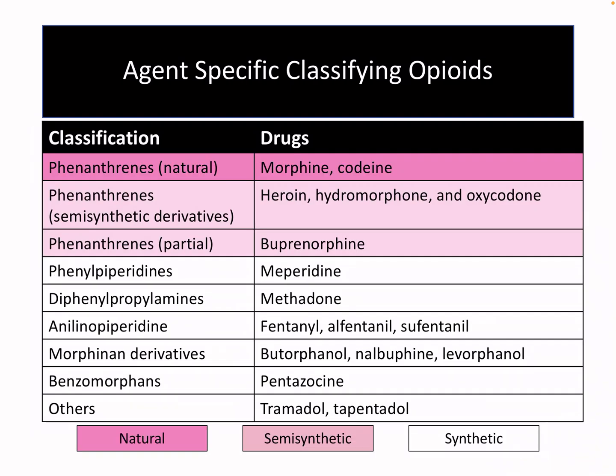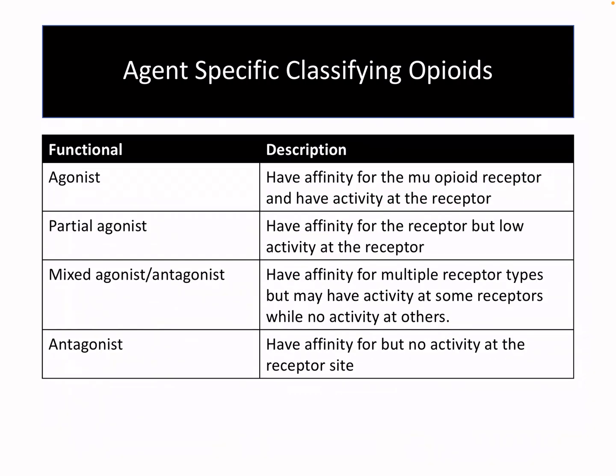But what I want you to know is that morphine and codeine are the most like each other, as codeine is a prodrug of morphine. So if a patient has an allergy to the natural opioids, then you might be able to use semi-synthetic or synthetic opioids.